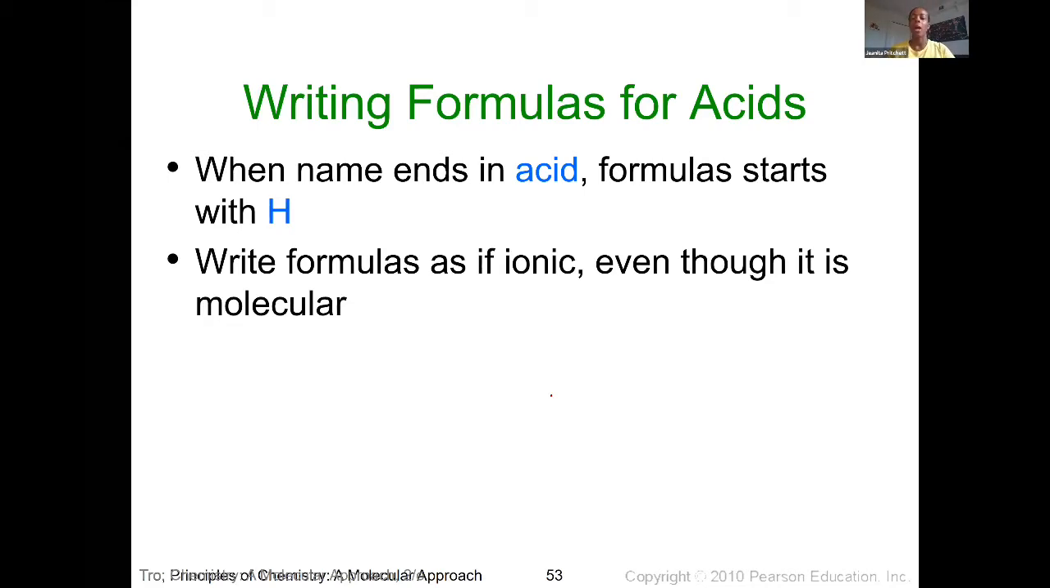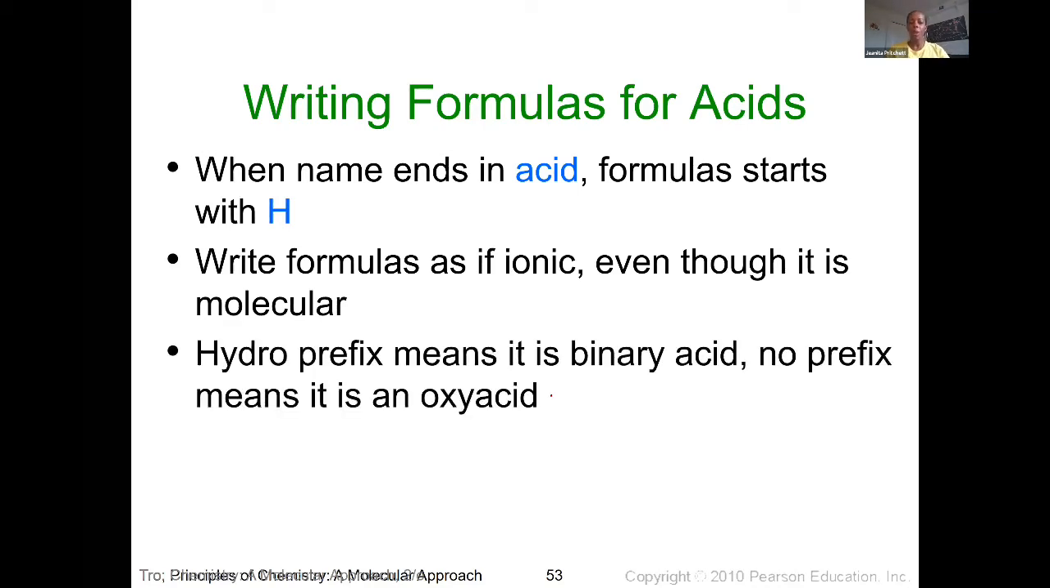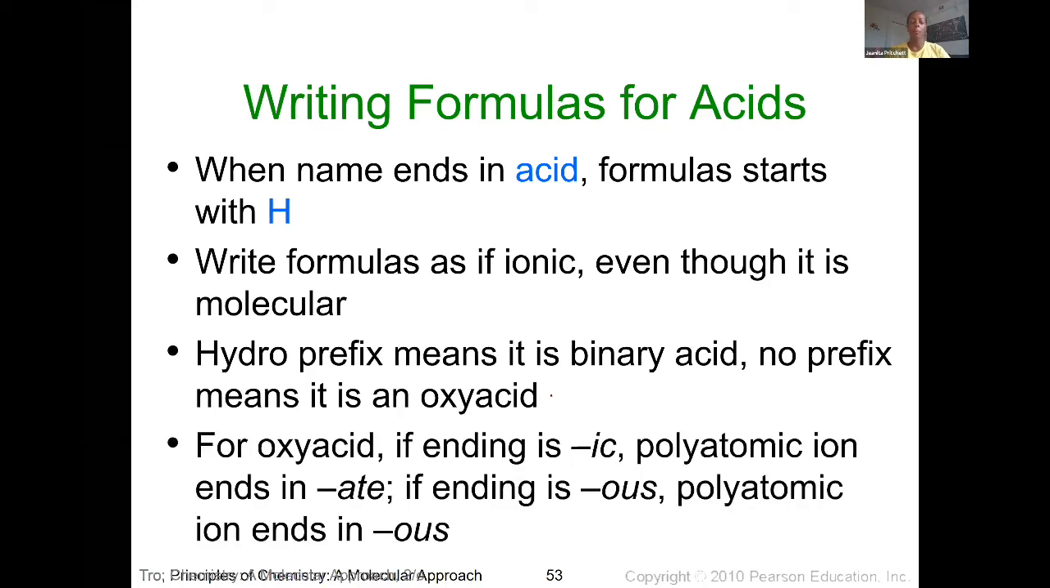incorporate them into naming. So the hydro prefix, if you see that written, again, that tells us it's two letters or two elements that are present, binary acid. And so we would have the two letters, two symbols, assign the charges, crisscross down. If there's no prefix, then it means it's an oxyacid. And remember, if you see ic, that means that the ending is ate. And if you see us, that means the ending is ite, okay?